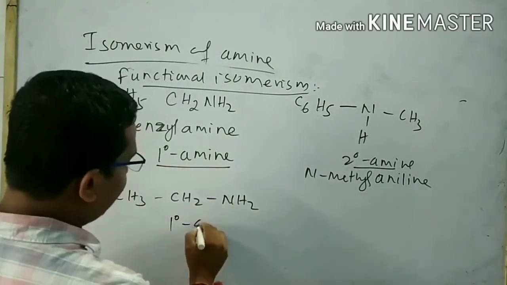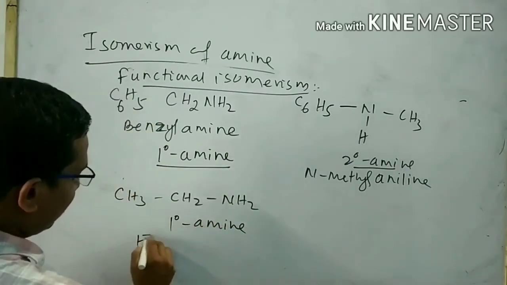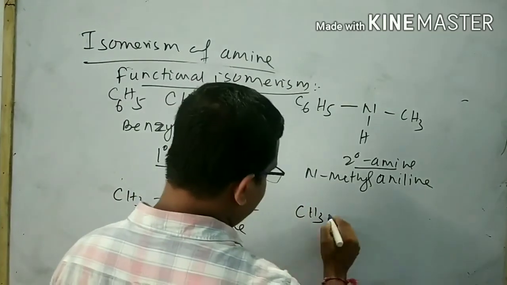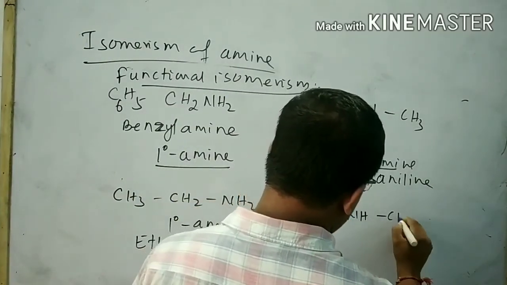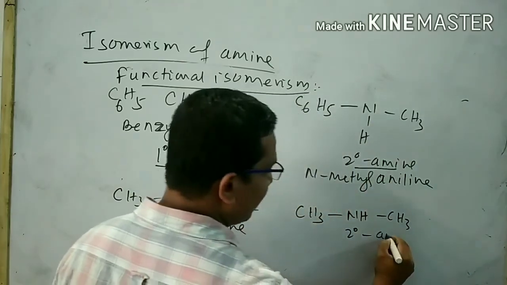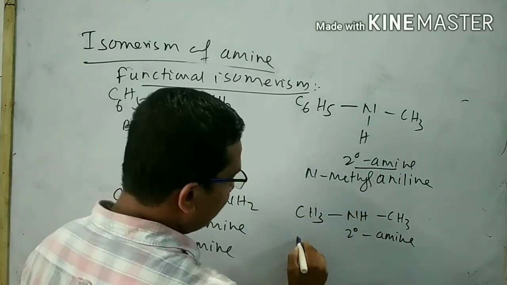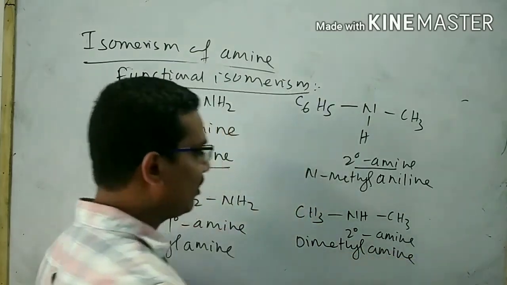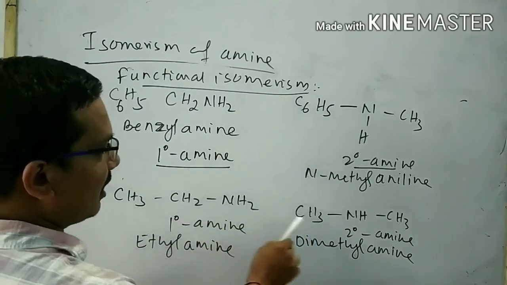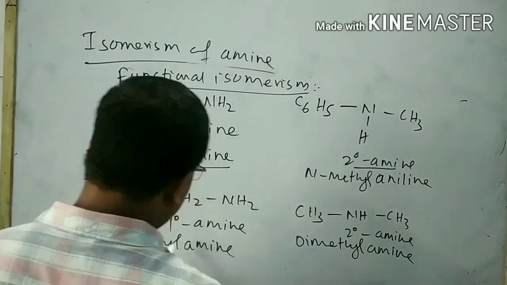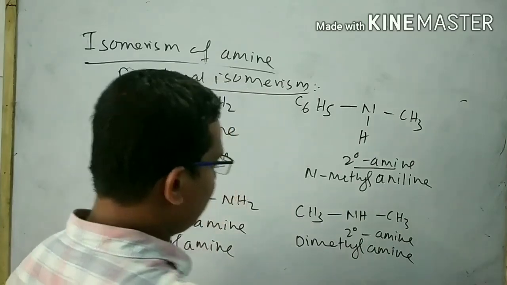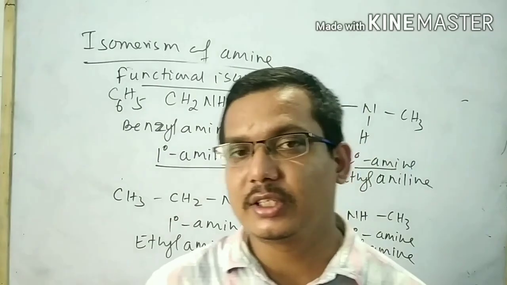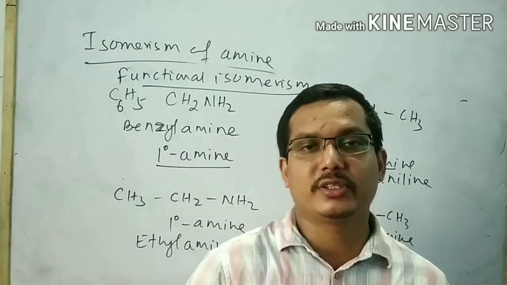Take another example, CH3CH2NH2. This is a 1 degree amine. The name of this compound is ethylamine. Suppose we take another example, CH3-NH-CH3, which is a 2 degree amine, and the name of this compound is dimethylamine. Both compounds have the same formula, but one has a 1 degree amine and the other has a 2 degree amine. So the two compounds are functional isomers of each other. That is all about the isomerism of amines.